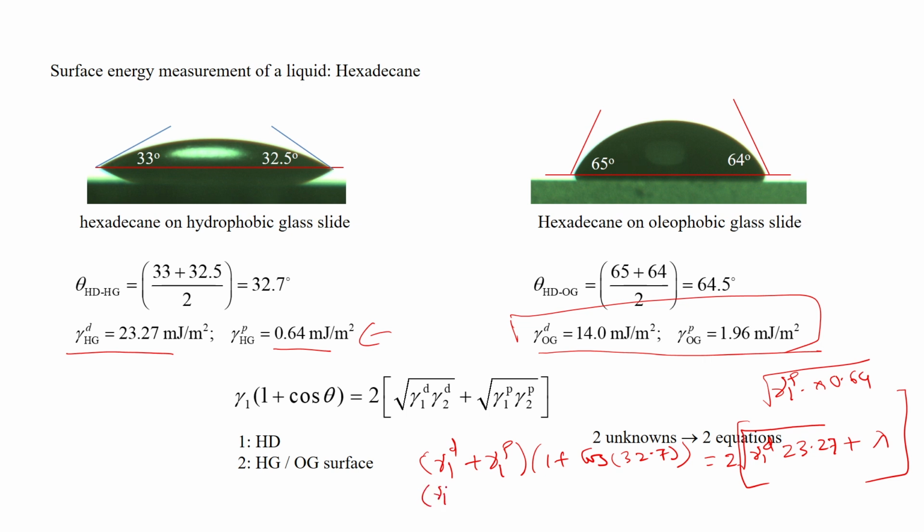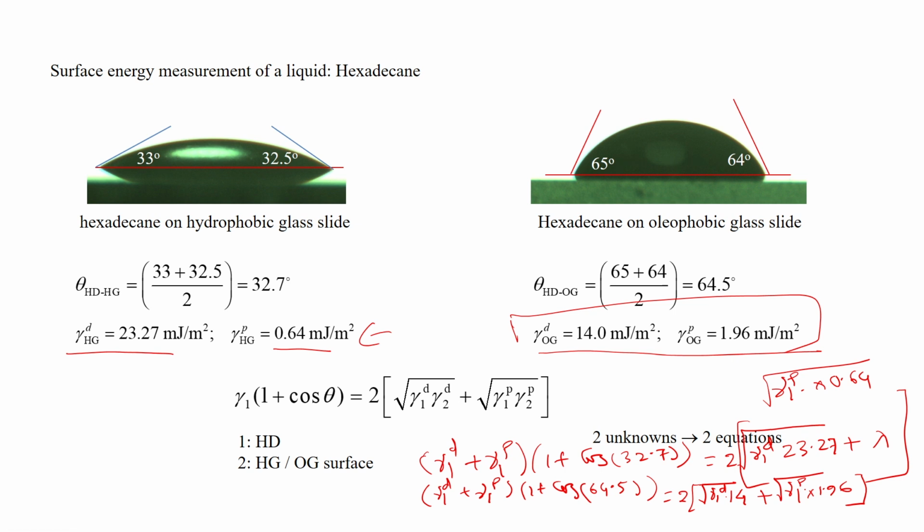Here again it will be gamma 1 d plus gamma 1 p into 1 plus cos of the angle, which is 64.5, and that will be equal to 2 into square root of gamma 1 d into, here it is 14, the dispersive component of this oleophobic glass plate, plus gamma 1 p into 1.96. So, these are the two equations.